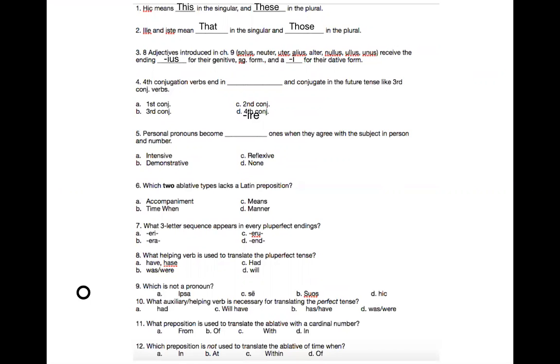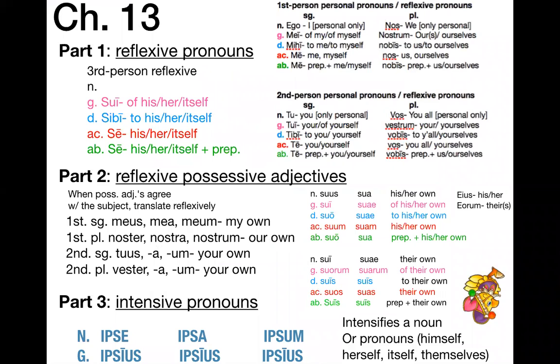Ones. Okay, I see. I thought that was a typo. They become blank ones when they agree with the subject in person and number, so that they become reflexive. They become reflexive pronouns. So this is just that thing where all these personal pronouns that we get in chapter 11 can either function personally or reflexively depending on the context.